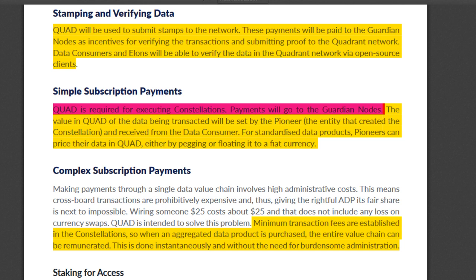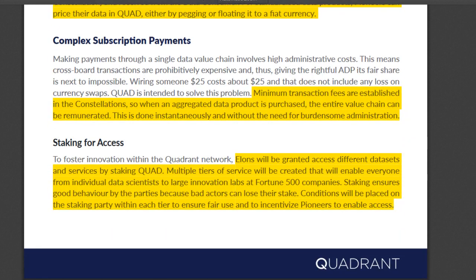Then back to staking for access. This is just to underline again, because Elons are a big part of their sales pitch here. Elons will be granted access to different data sets and services by staking Quad. Multiple tiers of services will be created that will enable everyone from individual data scientists to large innovative labs. Everyone will have access to this type of stuff that way. Staking ensures good behavior by the parties because bad actors can lose their stake. Conditions will be placed on the staking party within each tier to ensure fair use and incentivize pioneers to enable access. Not a lot of information in the white paper on what those levels are going to be or how much is going to have to be staked.